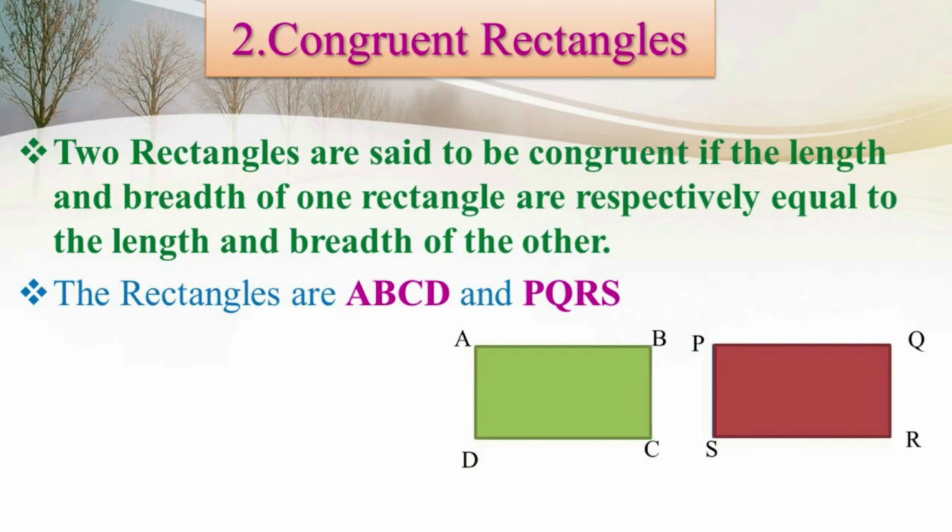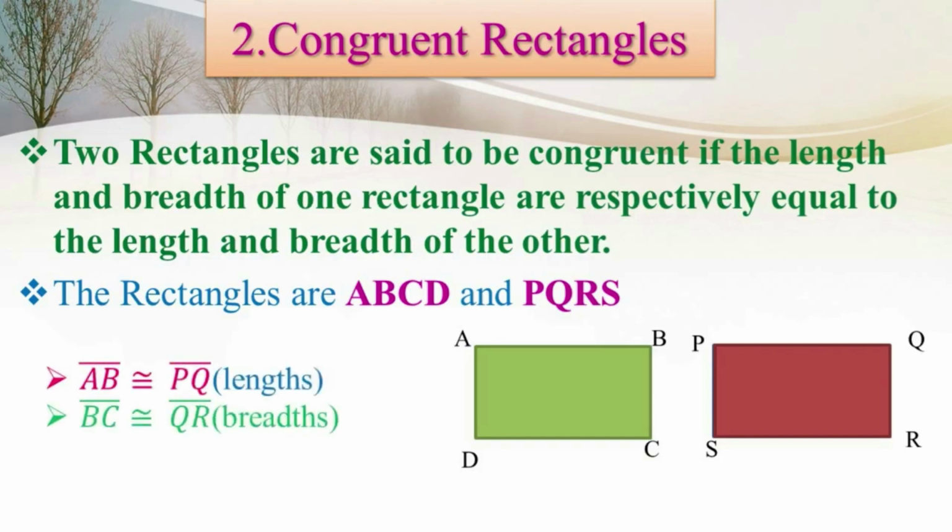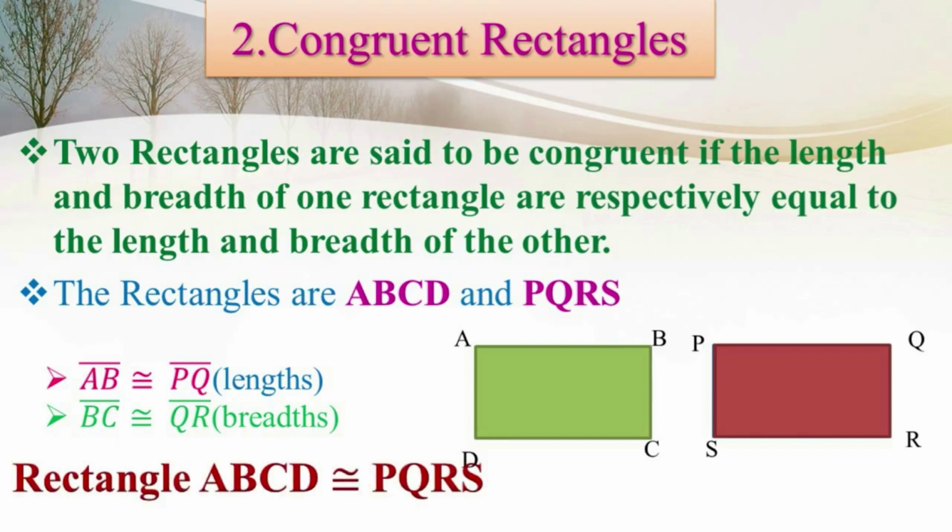Yes, they are concurrent, and the elements to be proved concurrent are length and breadth. Here, AB is the length of the first rectangle. Likewise, PQ is the length of the second rectangle. So, side AB is concurrent to side PQ. That is the length. Next, breadth. BC is the breadth of the first rectangle and QR is the breadth of the second rectangle. BC is concurrent to QR. Therefore, rectangle ABCD is concurrent to PQRS.